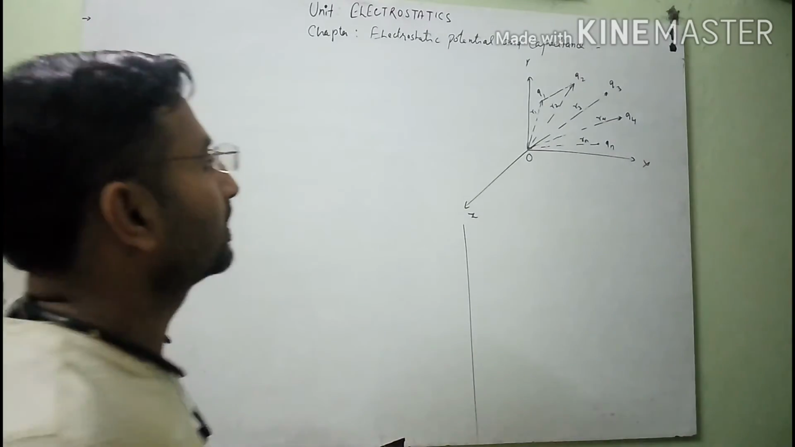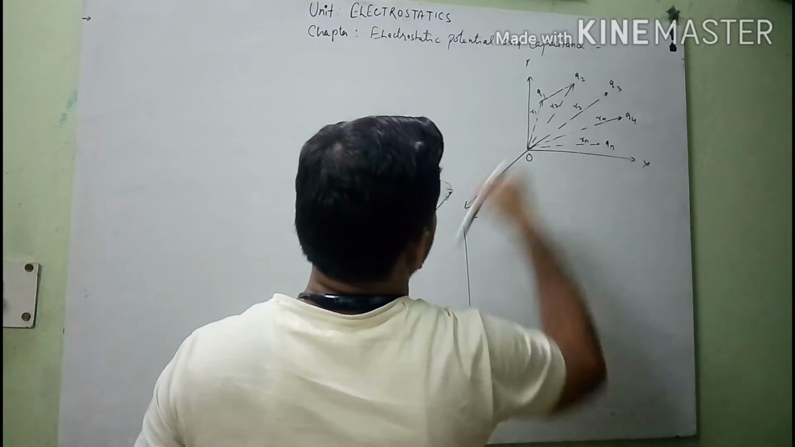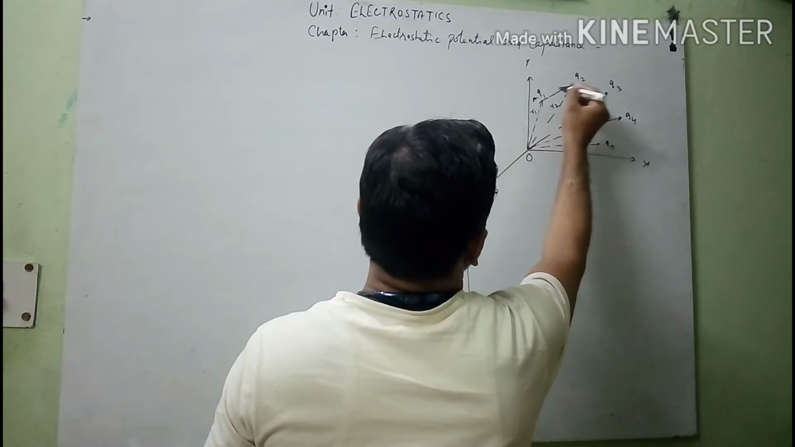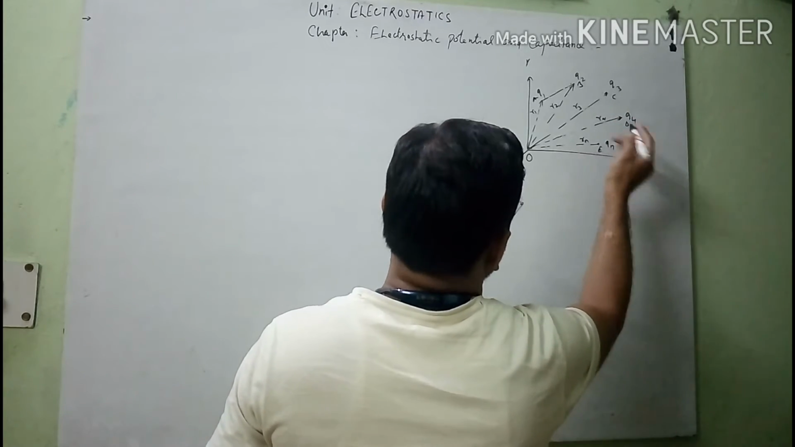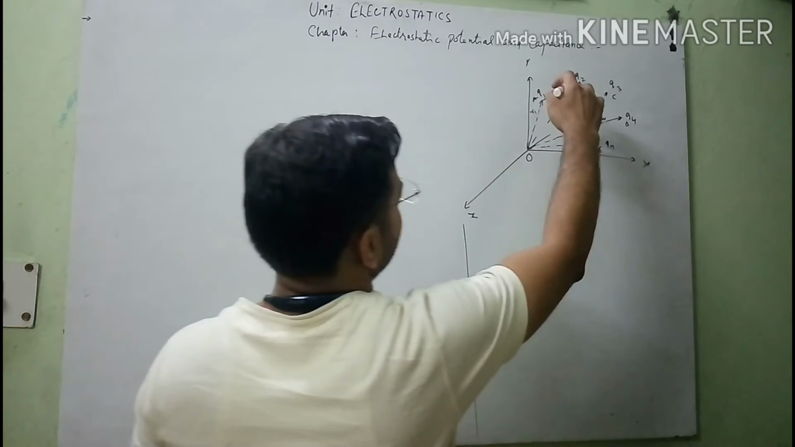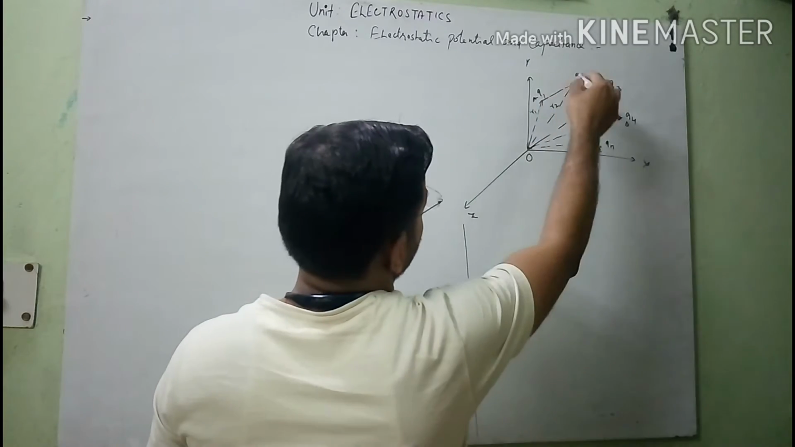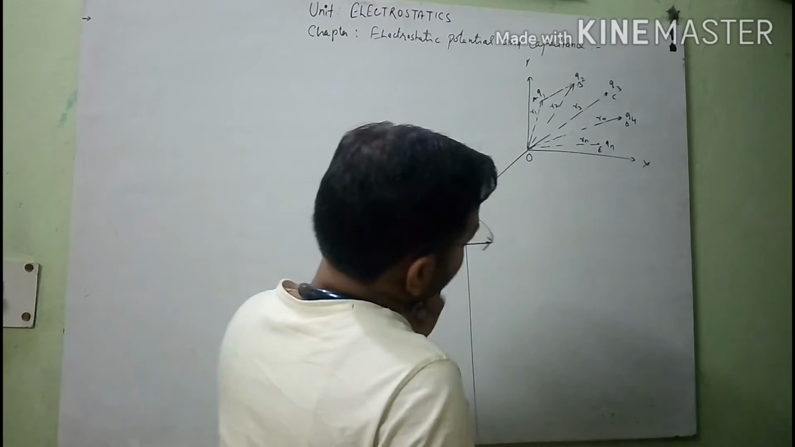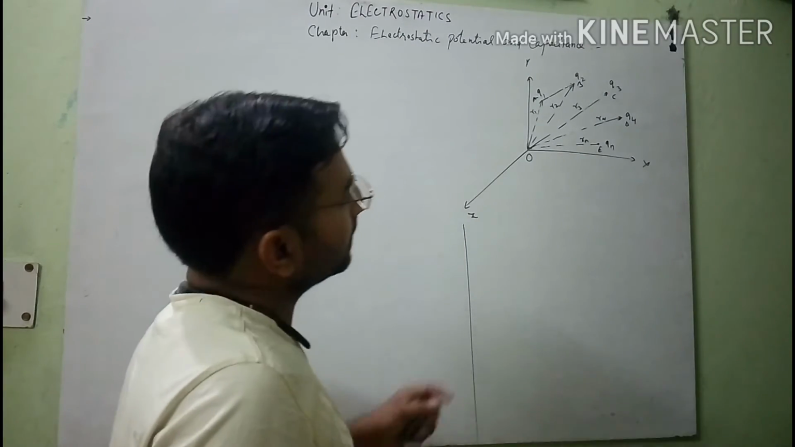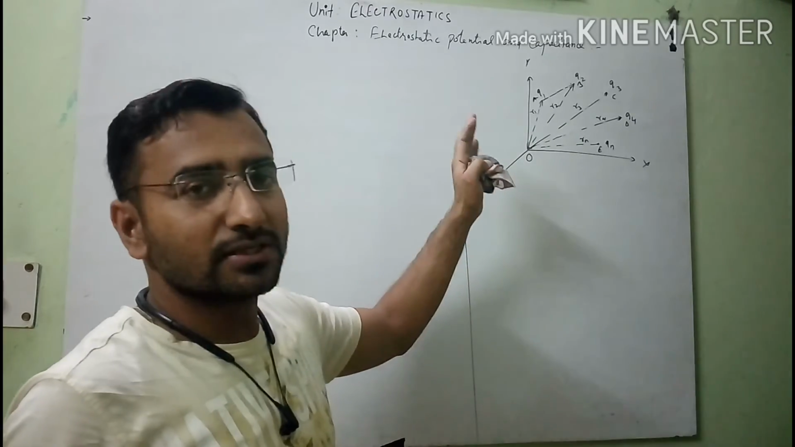Let us explain. Here I consider the n-point charges at different locations, like A, B, C, D and E. This is our consideration. So at the respective positions, the charges are Q1, Q2, Q3, Q4 up to Qn.